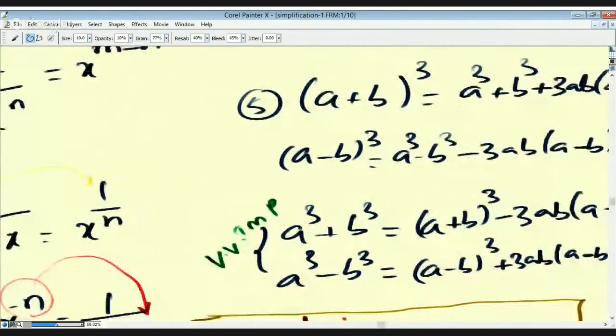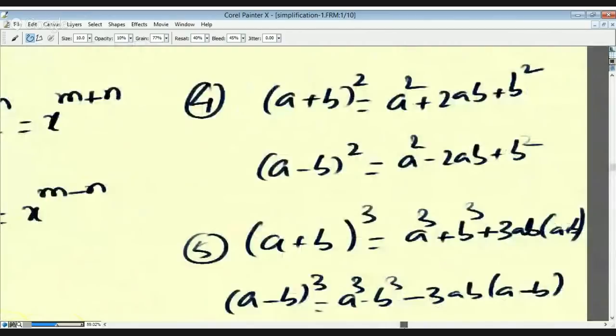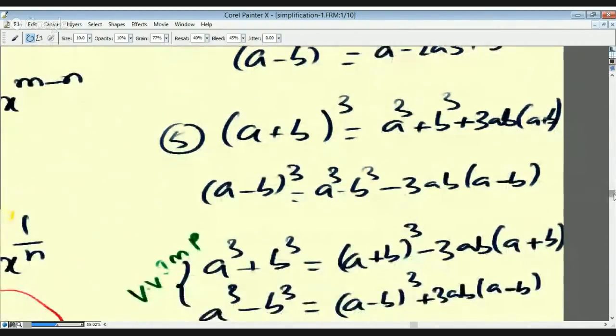This is very important and very famous too, and we know all these formulas. (a+b)^2 is nothing but a^2 + 2ab + b^2, and (a-b)^2 is a^2 - 2ab + b^2. These are very fundamental in nature. And the fifth one is (a+b)^3, that is nothing but a^3 + b^3 + 3ab(a+b). And (a-b)^3 is a^3 - b^3 - 3ab(a-b). In a minus b, all minus will be there. In a plus b, all plus will be there.